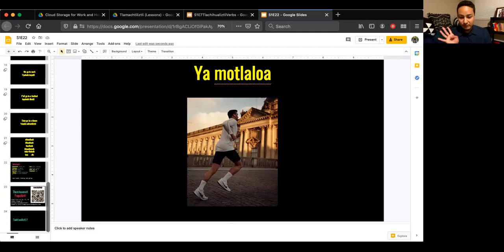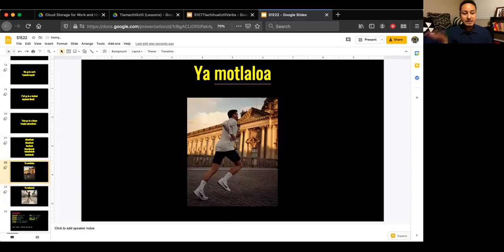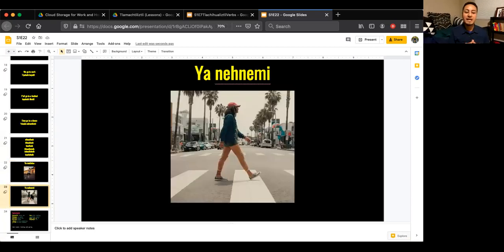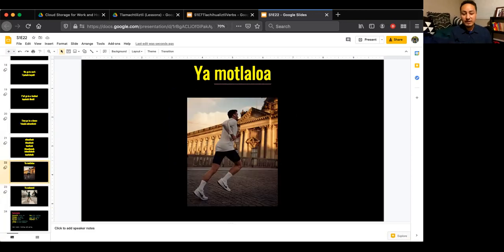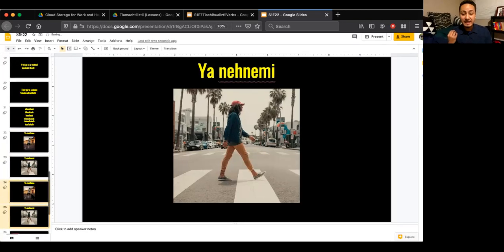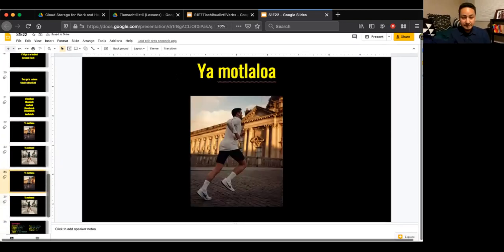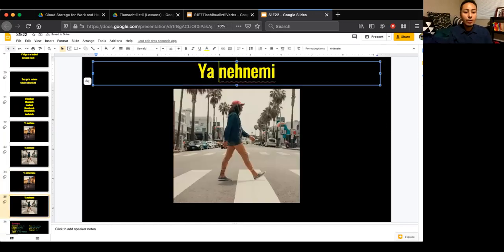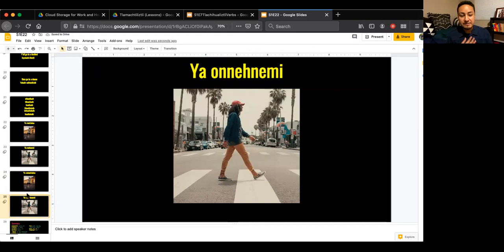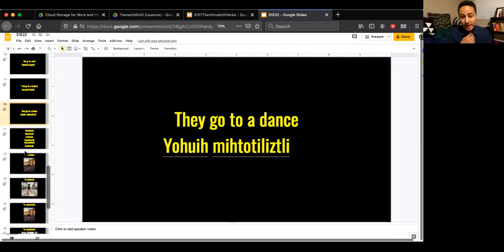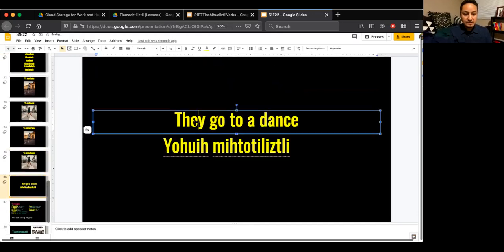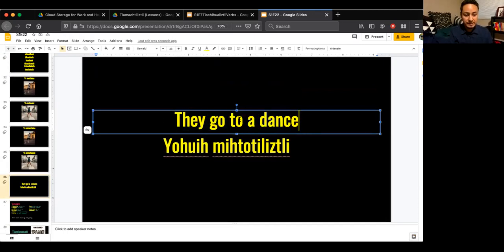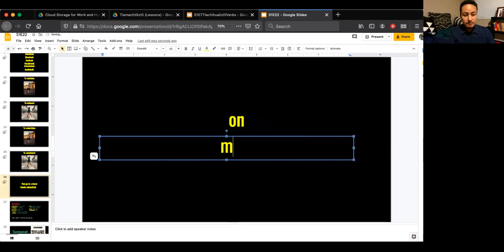Okay, so now, the reason I brought these two verbs up for you, so we can say ya motlaloa and ya nehnemi. But there are other prefixes in Nahuatl that you could add to these verbs that indicate a motion. So in Nahuatl, you can say ya on motlaloa, or you could say ya on nehnemi. And these basically indicate motion away. So on would be motion away.